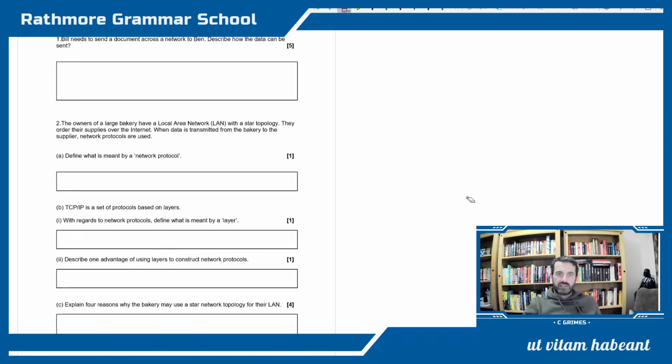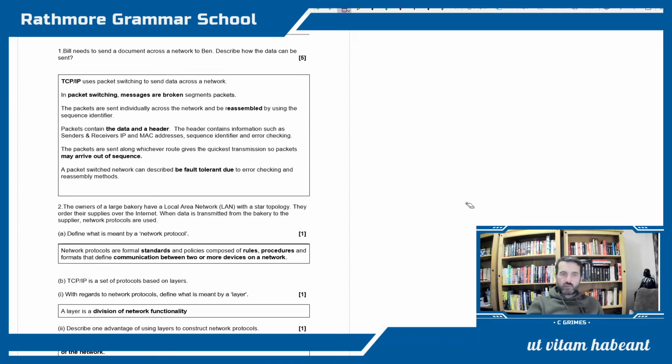So you had five questions, and I'm just going to highlight the key terms that marks were awarded for. So the first one is all about sending networks, this idea of packet switching networks. There was a mark for if you explain TCP/IP uses packet switching. Again, data is broken down into packets. There was a mark point for that. Messages are broken down into segments. Another mark point was that they had a sequence identifier. They're sent out individually and they could be reassembled with a sequence identifier.